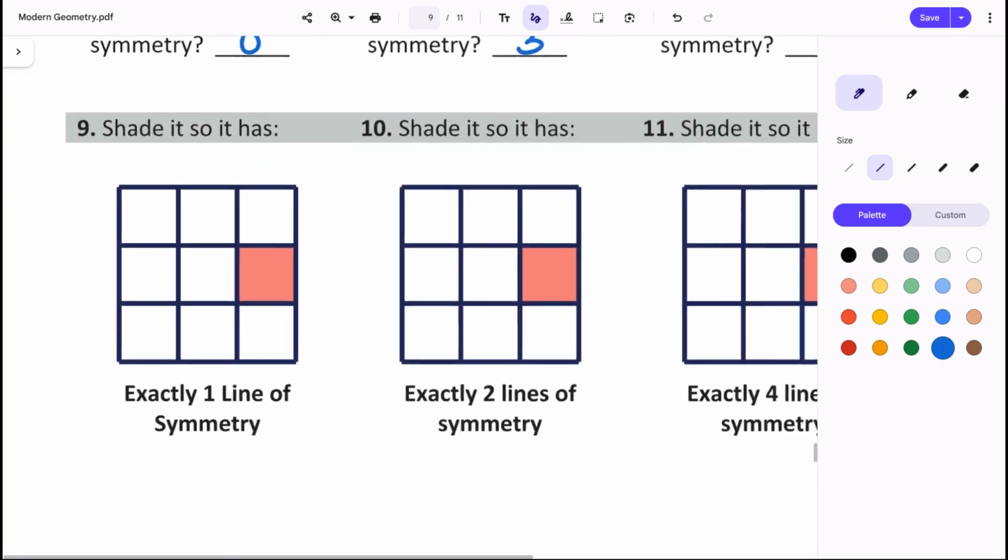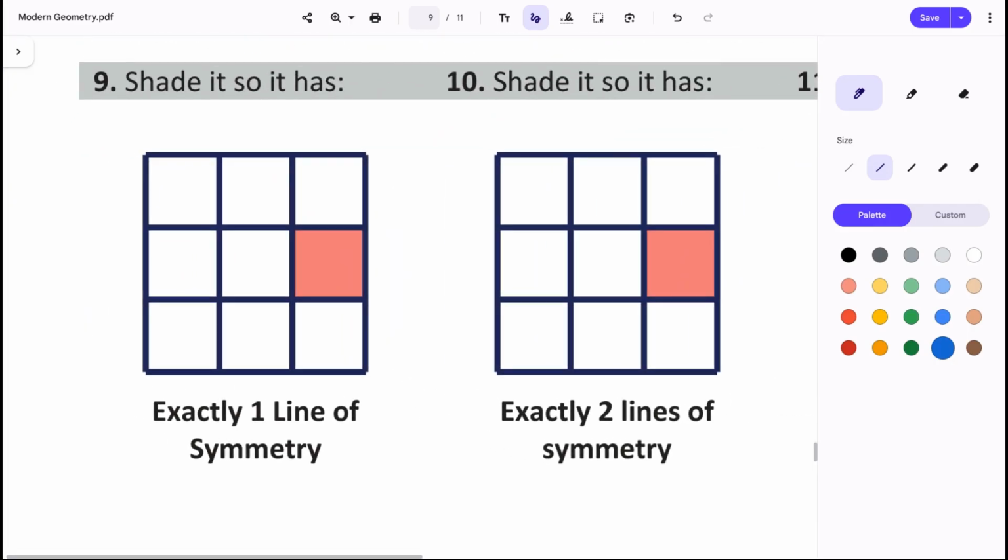So let's do this first one, number 9. They're saying to shade it so it has exactly 1 line of symmetry, only 1. Okay, these ones I think can be a little bit more tricky to visualize. So again, if you need your patty paper to help, you can lay it down on top of the grid and figure out where you could maybe add another shaded square. But I only want 1 line of symmetry. Keegan, what do you think? The exact other side of it.